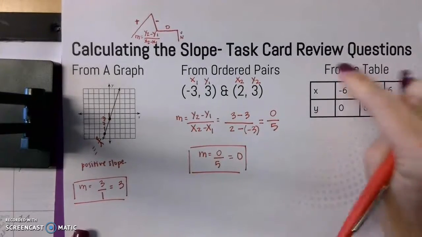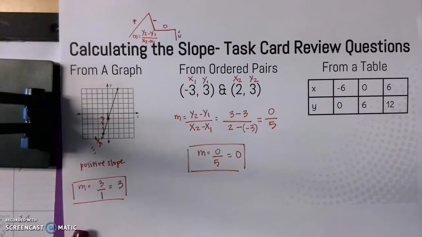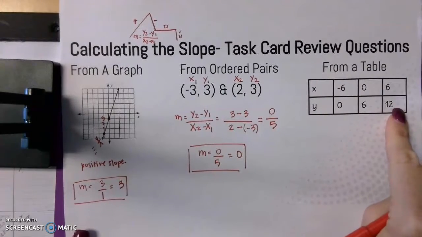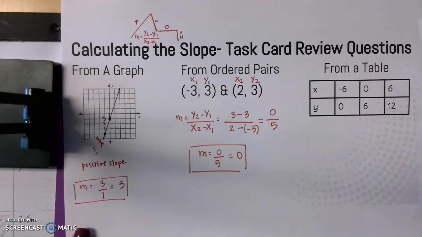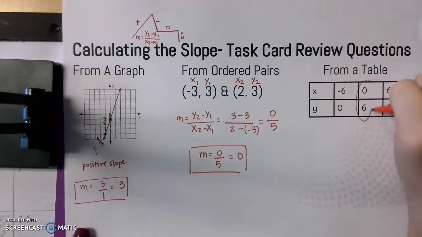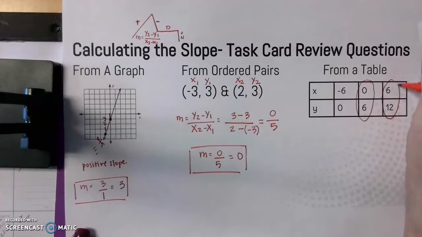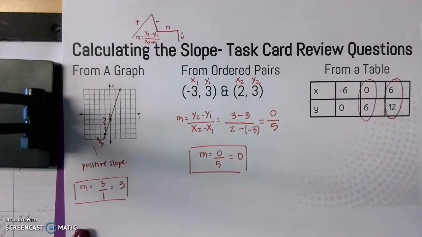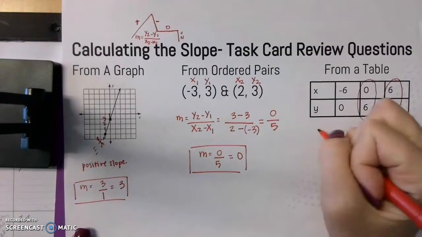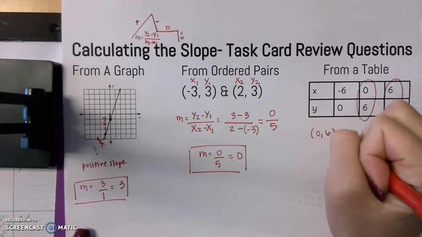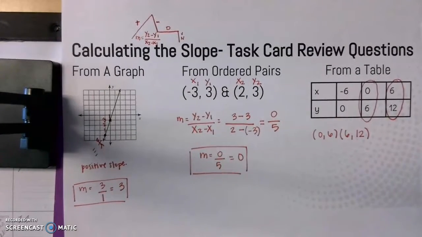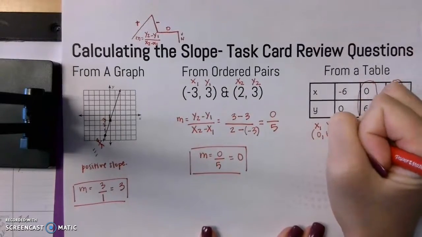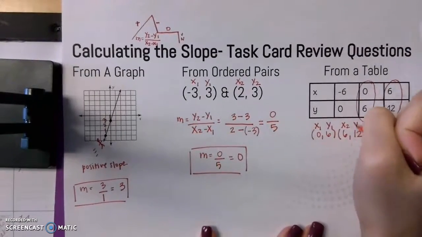Last but not least, let's look over here. When it's in a table, I'm given 3 different ordered pairs because, like I said before, ordered pairs always go x then y. So I'm going to circle 2 that make me happy, and then I'm going to write them down. This is where on your paper you would write them down: 0, 6, and 6, 12. Once my ordered pairs are written, I'm going to label them x1, y1, x2, y2.